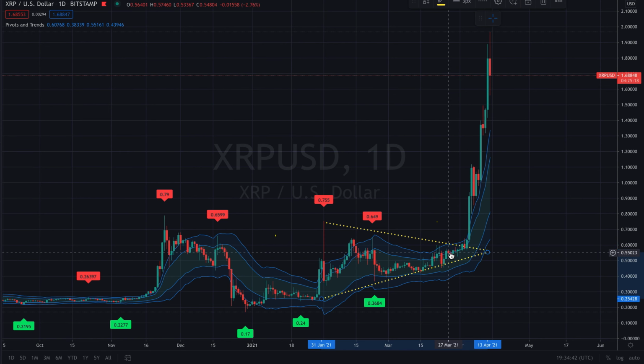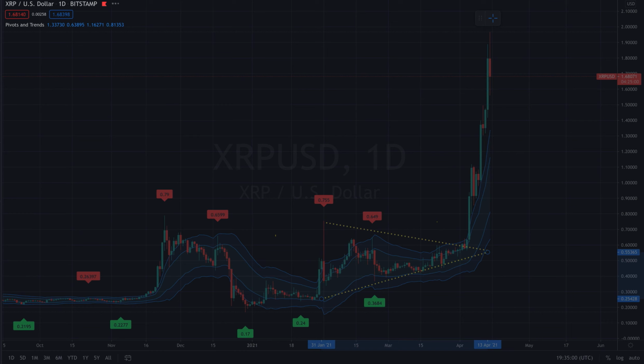It sat there hardly doing anything. Look what happened when it broke out of the wedge. Absolutely crazy. I'm at like 200% up, which is cool. But basically, you can use this tool because you can identify where the bottoms are actually going to be of the market.